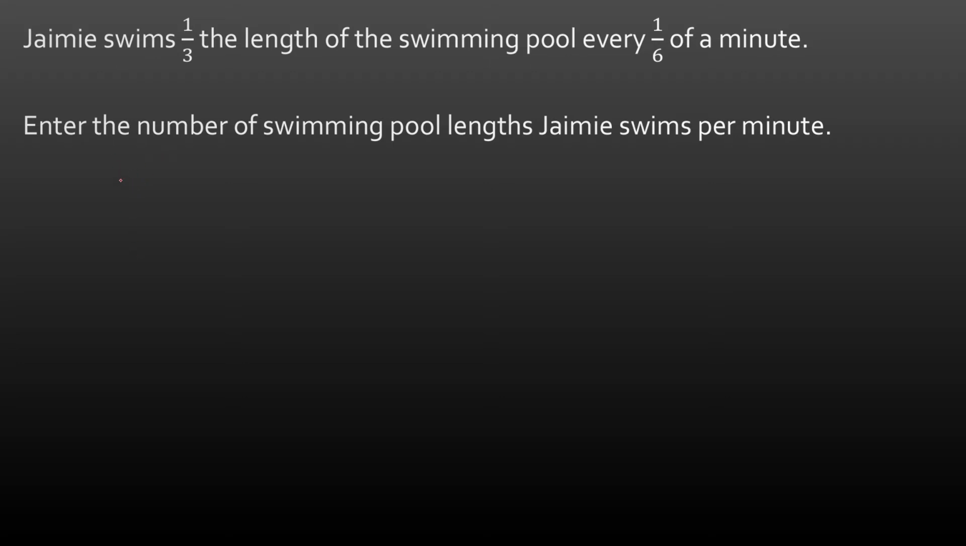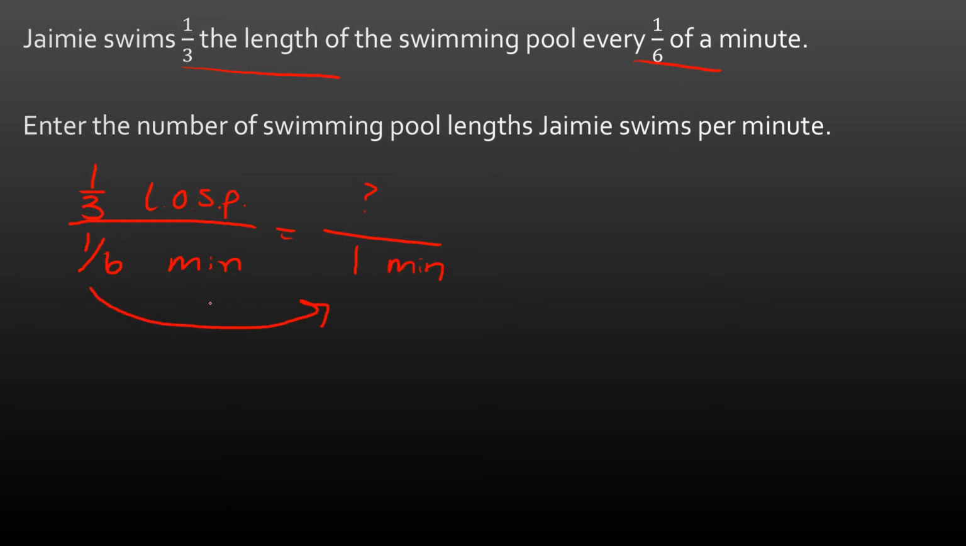So first part of the problem here is writing my ratio. So I know he swims 1/3 the length of the swimming pool. So I'm going to put length of swimming pool every 1/6 of a minute. I want to know how far he will go every 1 minute. So I'm going to divide top and bottom by 1/6. So that means I'm doing 1/3 divided by 1/6. And this is where you want to type that into your calculator.